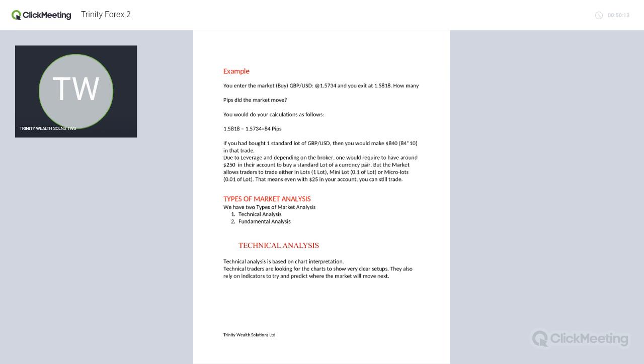So this one moves by 84 pips. So if you had bought one standard lot of GBP USD, then you would make $840. That is 84 times 10 in that particular trade. Okay? But again, you can always buy in terms of a mini lot or a micro lot.